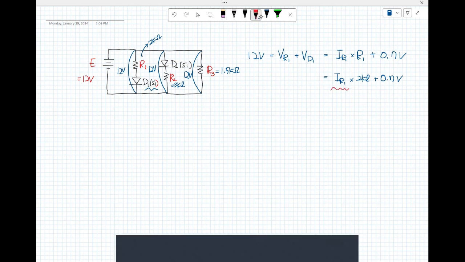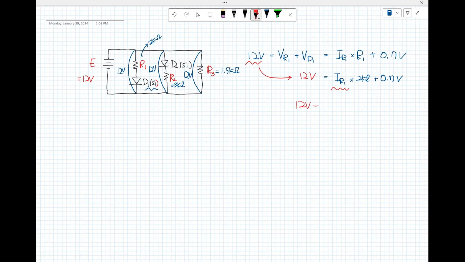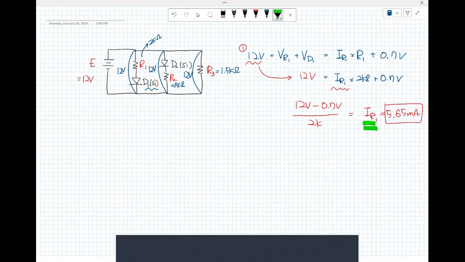So now, what is the I sub R sub 1? The 12 voltage is right there. So 12 volt minus 0.7 volt divided by 2K, that was I sub R sub 1. I'm going to use the calculator right now. 12 minus 0.7 divided by 2000 is 5.65 milliamp. Okay, 5.65 milliamp. This is one of the answers for these questions.